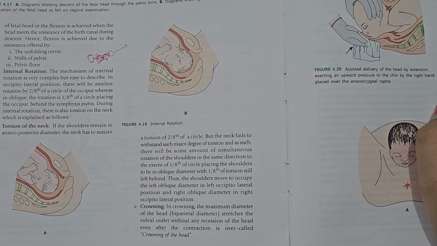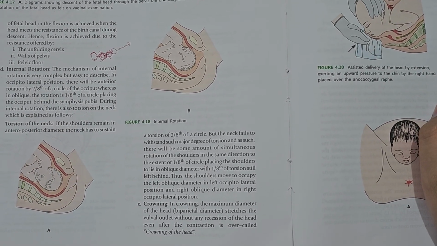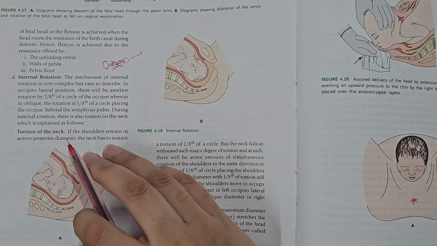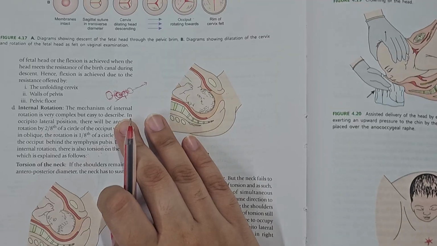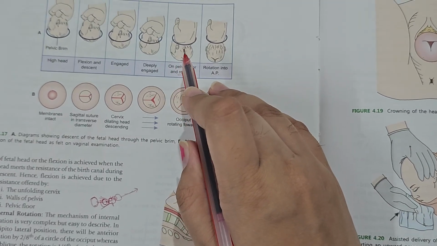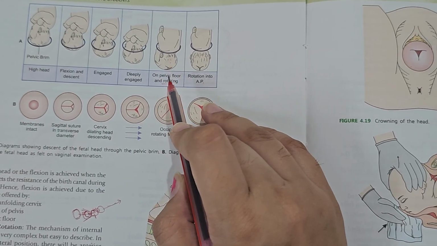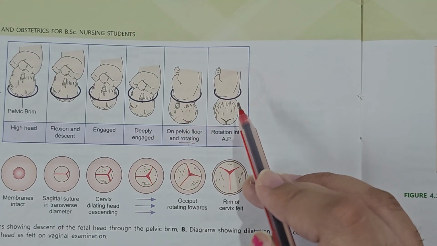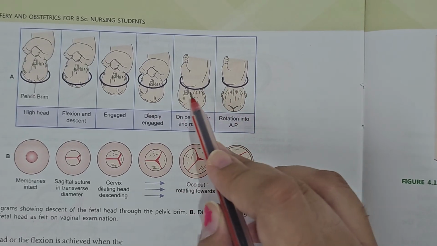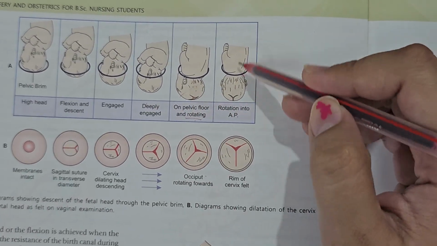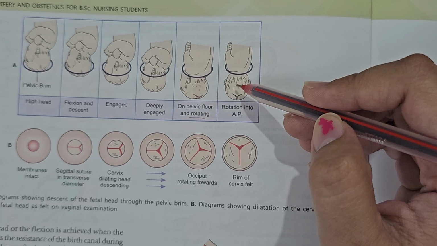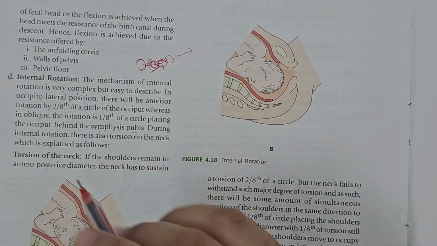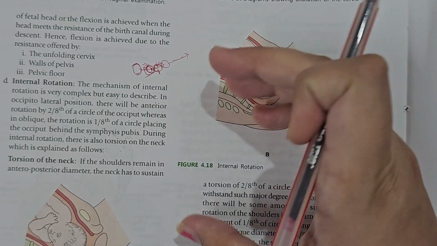Okay, so let's move on to another mechanism of labor, which is torsion of the neck. What happened in that? In internal rotation, we have learned how the head internally rotates on the pelvic floor, rotating into the anterior posterior diameter from the transverse diameter of the maternal pelvis. What happened? Torsion of the neck means the neck twisting, the neck internally twisting.